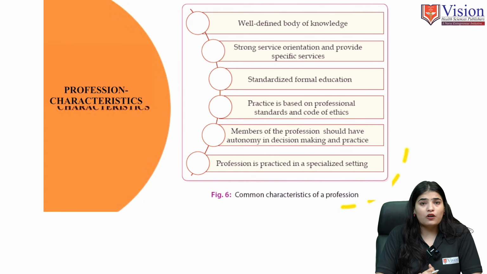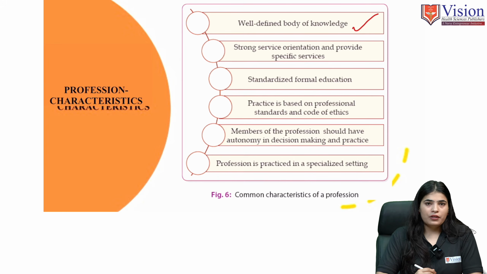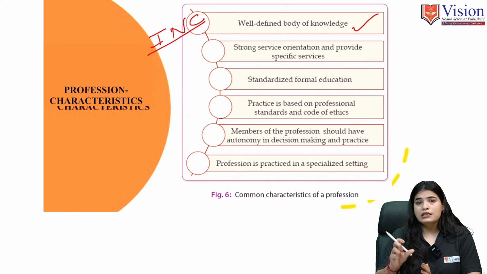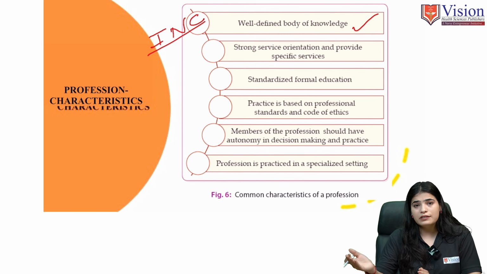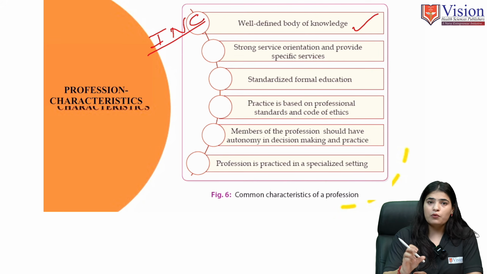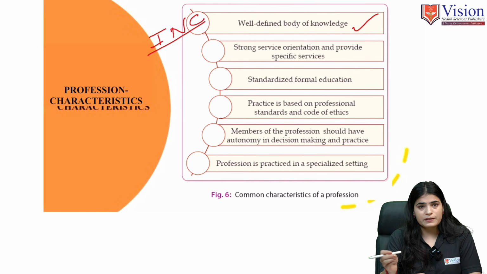So what are the characteristics of a profession? Let's discuss one by one. First one is a well-defined body of knowledge. Yes, nursing has a well-defined body of knowledge, and there is a curriculum given by INC, which properly defines that for the B.Sc Nursing you have to complete in 4 years, and this would be your syllabus. In GNM, you have to complete it in 3 years, and this will be your syllabus. Okay, so there are different curriculums, proper guidelines for different courses in nursing.